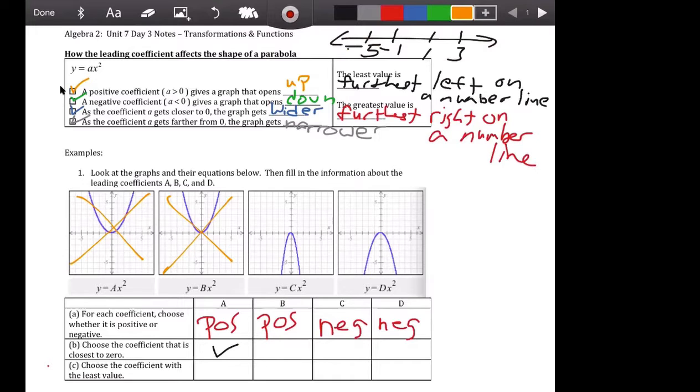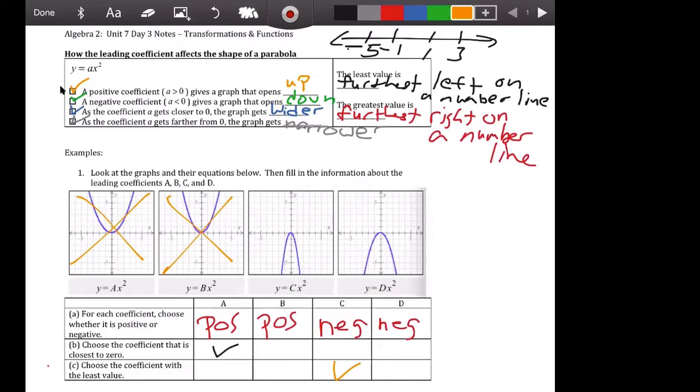So when they ask you about the least value, you want to get the graph that is opening down, if they give you one, that is the narrowest, further away from 0, right? So that would be this one right here. It's narrower than D, so it's more negative. Okay, so that would be choice C. And there we have it.